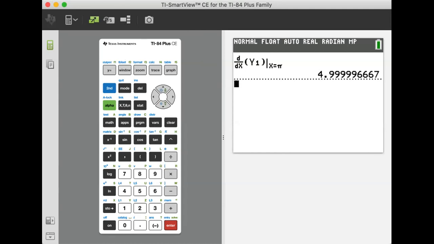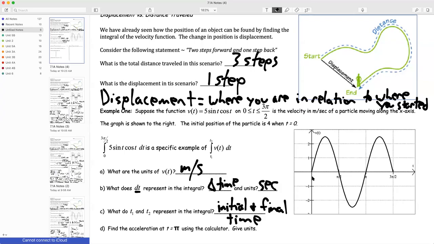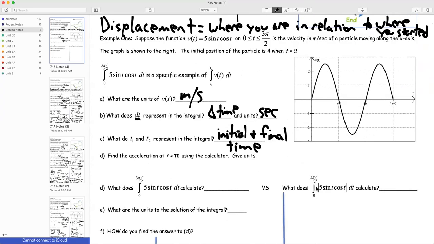Okay. Let me go back to the notes here for a second. Okay, so we got 5. The units for the acceleration are meters per second squared. And I'm gonna write myself a little helpful note here so that I can remember. Find the derivative. It is math 8, with respect to x, d over dx.